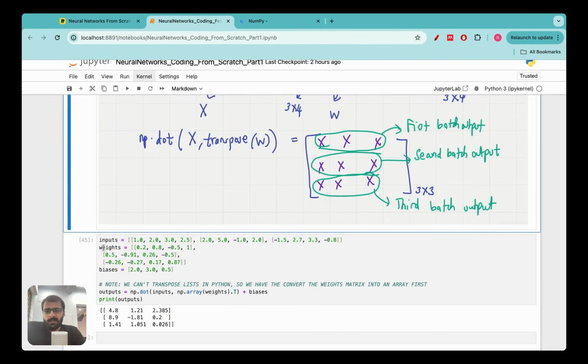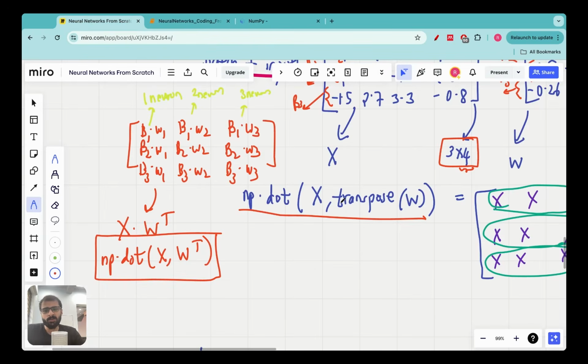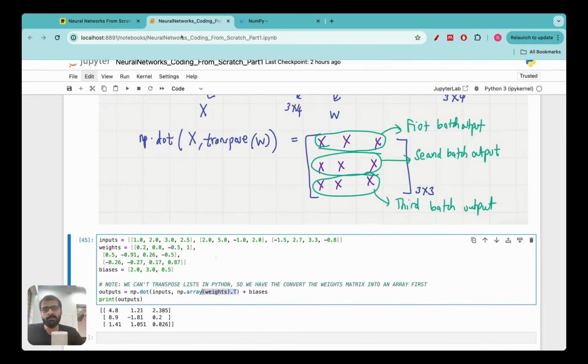So if you can see here, we first have an input, and now we have three sets of input. This is the batch 1, this is the batch 2, and this is the batch 3. The weights are again what we mentioned earlier. These are the weights of the first neuron, these are the weights of the second neuron, and these are the weights of the third neuron. So if you look at this command, we take a dot product between the inputs and weights.T, which is we take the transpose of the weight matrix as we discussed over here. It's very important to take the transpose.